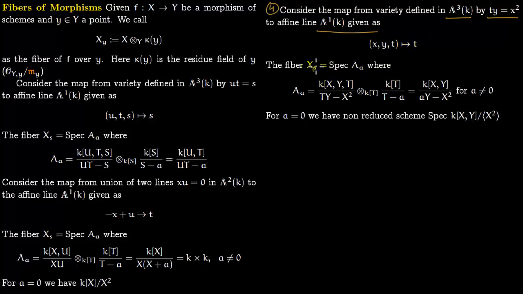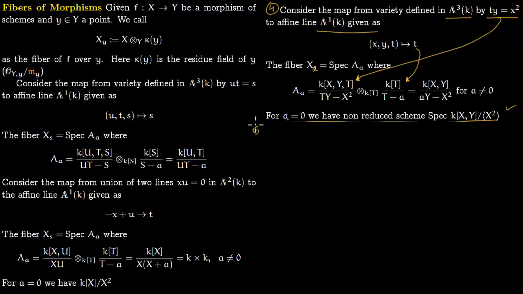So now we want to talk about the fiber. The fiber is Spec of this ring. The ring is given as, corresponding to this, we have this ring here. You are in 3-space, and then you mod out by our variety. And here you just have affine space, so you just have this. So again now you have to just replace t with a, so this becomes ay minus x square for a not equal to 0. For a equal to 0, this becomes a non-reduced scheme of this form. So there is a beautiful picture corresponding to this, and you must open Hartshorne to see it.